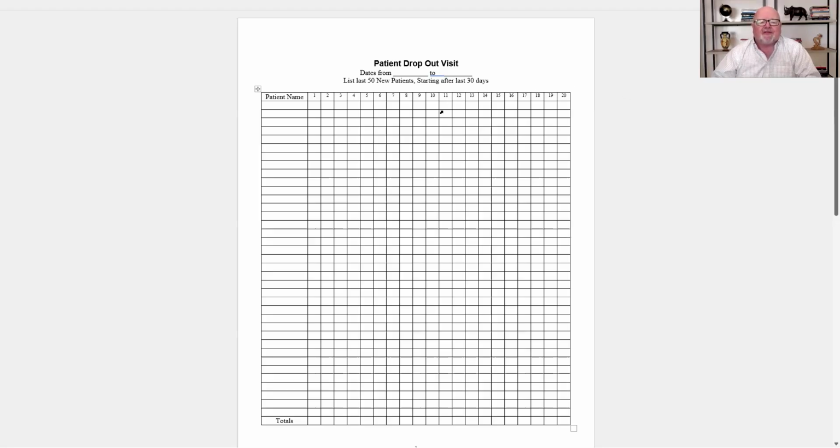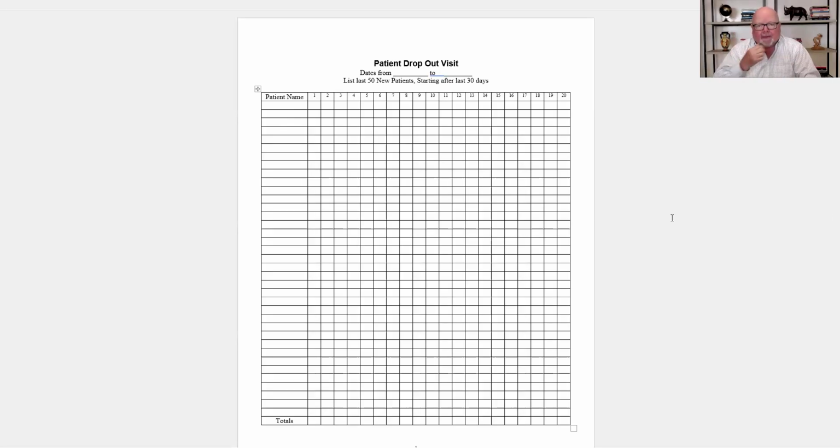Okay, so here's what happens. You just mark an X right where the last day you saw the patient. So in the first slot here, if the last day I saw the patient was day 4, I'd mark an X there. If the last day I saw the patient was day 12, I'd mark an X there. And I do that for every one of these patients. Now, if the patient is still coming in, there should be no X. The X represents the last day you saw the patient. Okay, so that's how you collect the data.